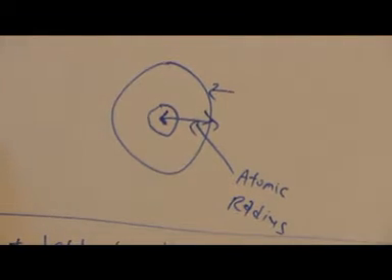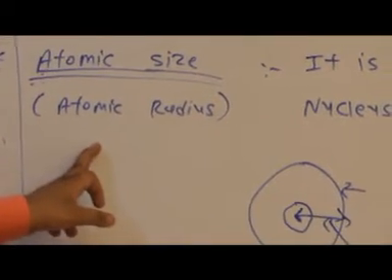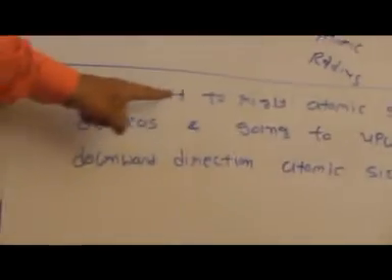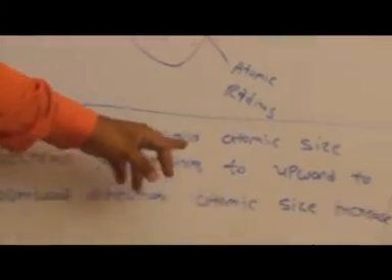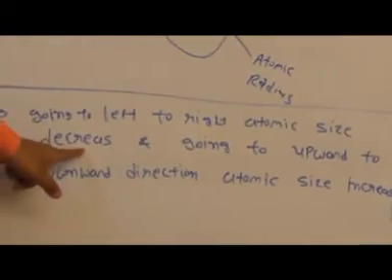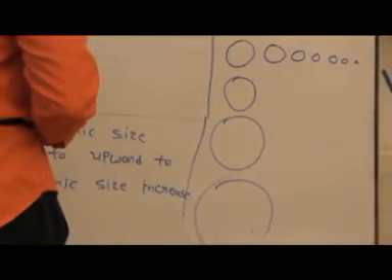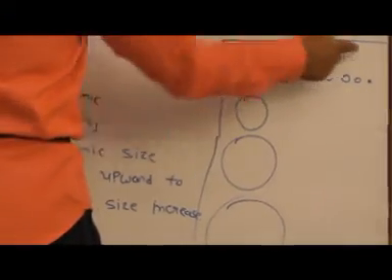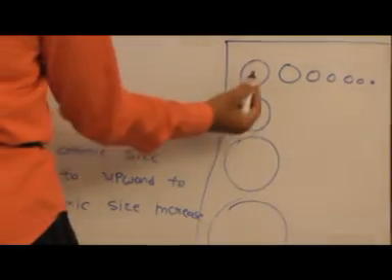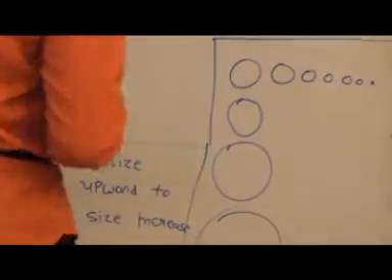Some basic properties of atomic radius in a periodic table: going from left to right in a periodic table, atomic size decreases. Look here. For example, in a periodic table, we are going from left to right. Left to right, atomic size decreases.